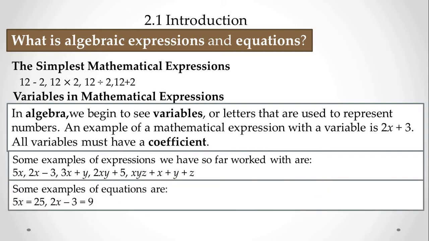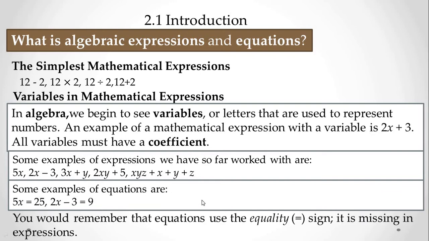Some examples of equation. Now we come to the equation. It is just an expression, but it is followed by the equal operator, and then on the right hand side we use a number like 25 or any number. So these are the examples of equation. The difference between equation and expression is, in an expression we don't have LHS, RHS, we don't have the equal sign, but in the equation we have the left hand side, right hand side and equal sign. Now you should remember that equation uses the equal sign and it is missing in the expression.